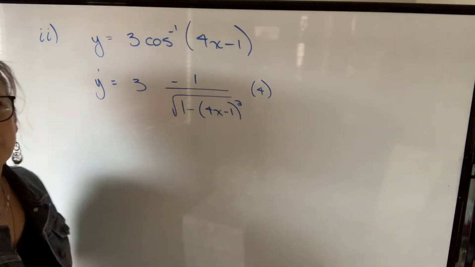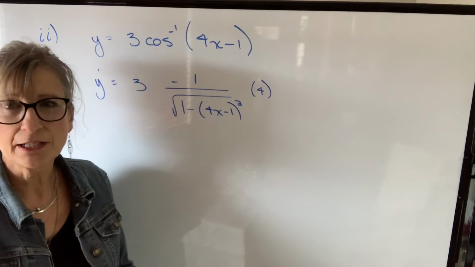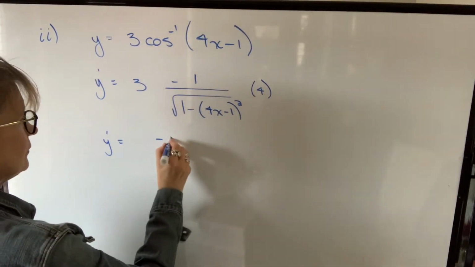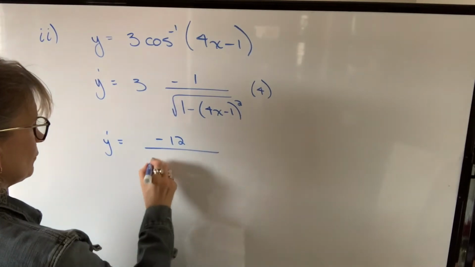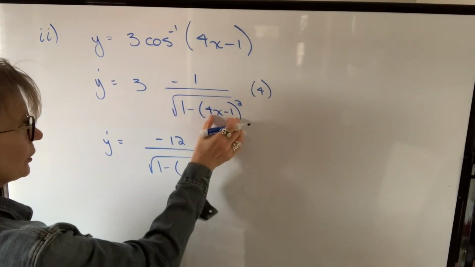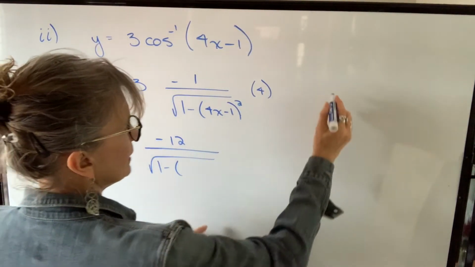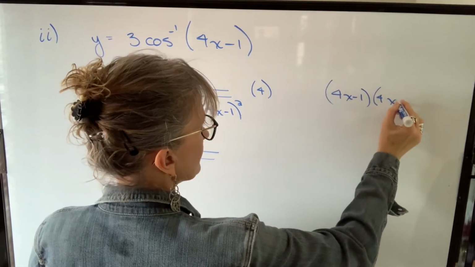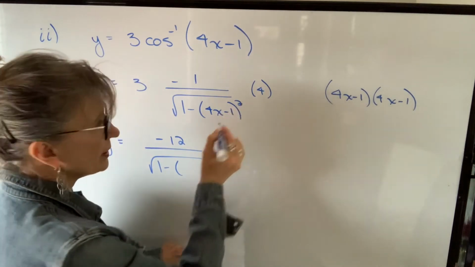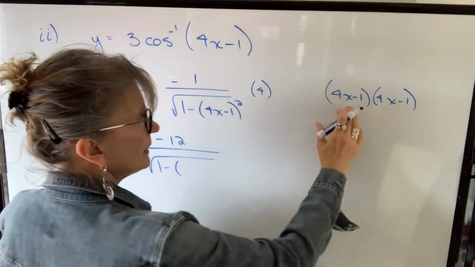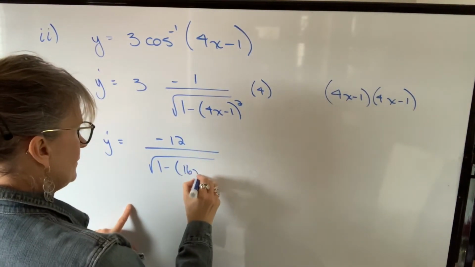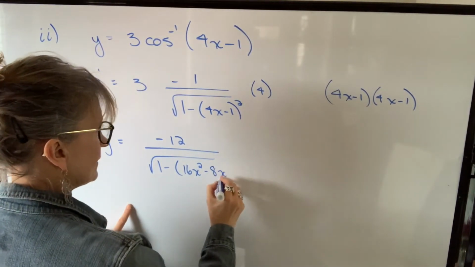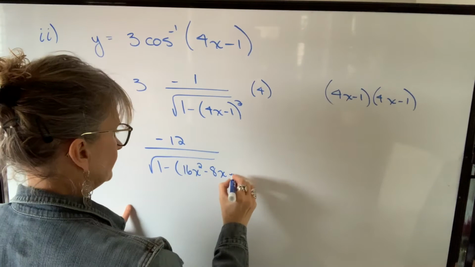You found the derivative, now it's just a matter of doing the algebraic simplification. So that's going to be -12 over square root of 1 minus. You're going to expand that, so you're going to FOIL it. 4x minus 1 squared is 4x minus 1 times 4x minus 1. Again, you cannot square each term. That doesn't work. So we're going to get 16x squared minus 4x is minus 8x plus 1.